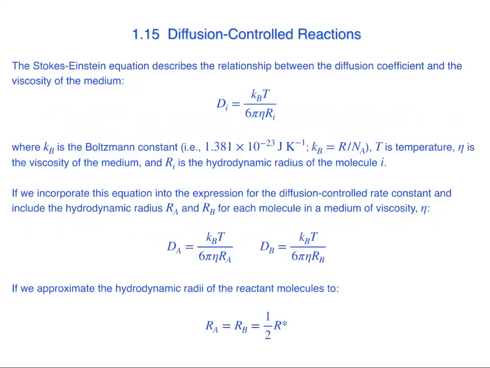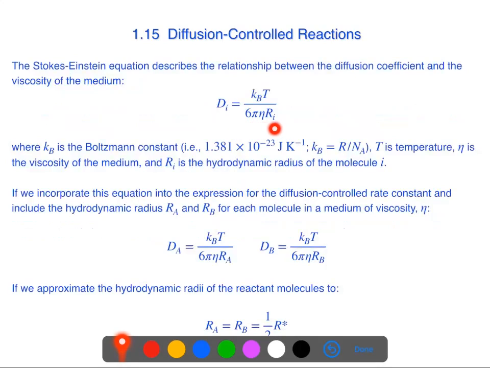Now, there's actually another way in which we can calculate this diffusional rate constant without really having a clear idea of the identity of the reactants, and I'll explain that now. So the Stokes-Einstein equation, which is shown here, describes the relationship between the diffusion coefficient and the viscosity of the medium, so the viscosity of the solvent in which the reaction is taking place.